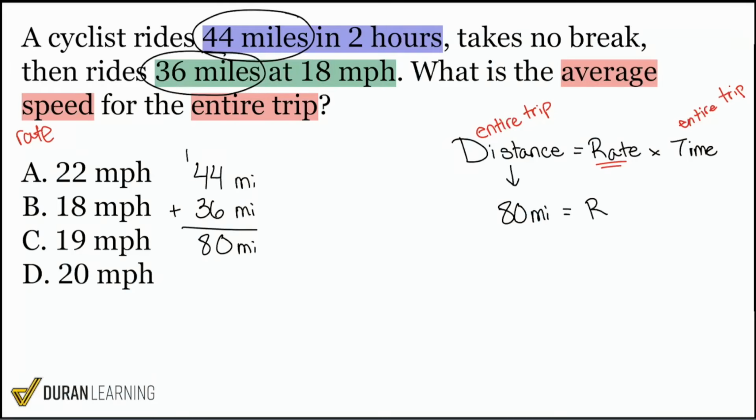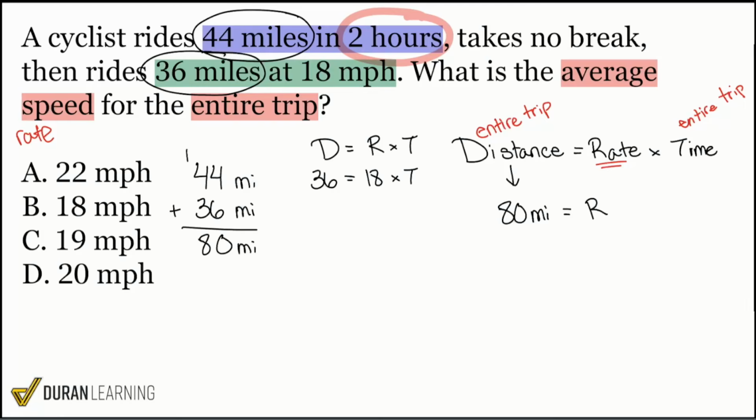So here's where a bit of an issue occurs. Sure, we have 2 hours for the first part of the trip, but we are not given the time for the second part. Everyone, can we find the time for the second part, given that we have the distance being 36 miles and the rate being 18? Are we able to find that time period? Absolutely, right? We just have to divide both sides by that 18.